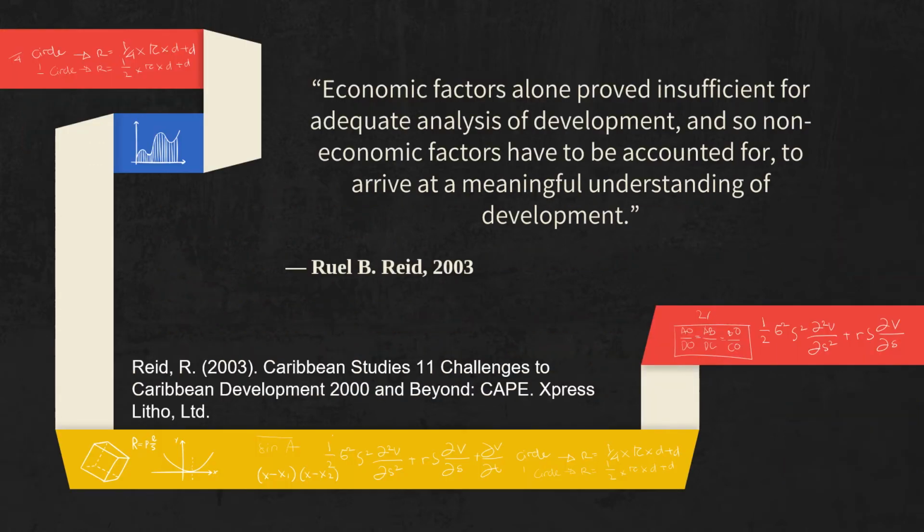Economic indicators have their limitations and prove to be inefficient for a comprehensive analysis of development. So non-economic factors such as inequality of income distribution, for one, and access to education, had to be accounted for to arrive at a meaningful understanding of development. That is when the United Nations began to speak about human development.